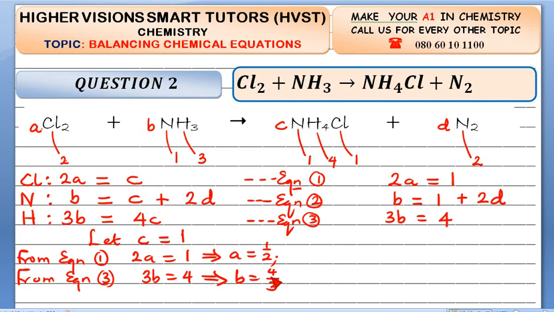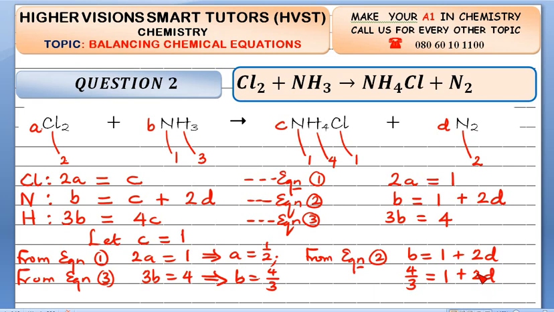So let's go to equation 2. From equation 2, what we have there is B is equal to 1 plus 2D. We're going to put B as 4 over 3. We got B to be 4 over 3 here, so I put it here. 4 over 3 is equal to 1 plus 2D. Now I can take 1 to this other side. I bring 1 to this other side and find the value of D.